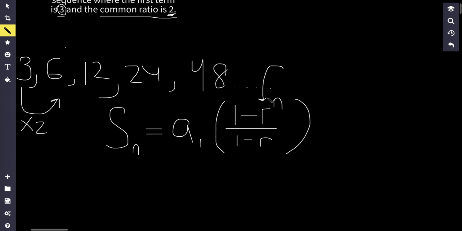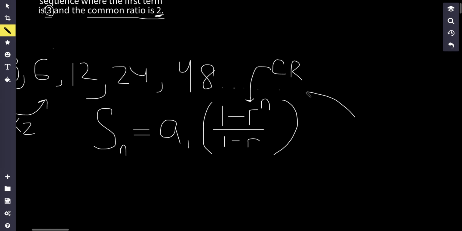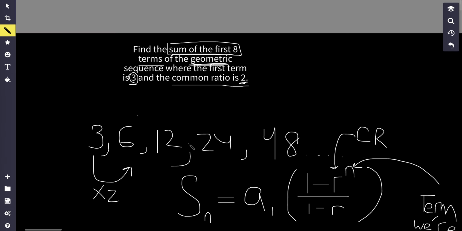R in this case represents our common ratio, so I'm just going to write CR, which stands for common ratio. N represents the term we're on. So let's use this formula to find the sum of the first 8 terms of this geometric sequence.